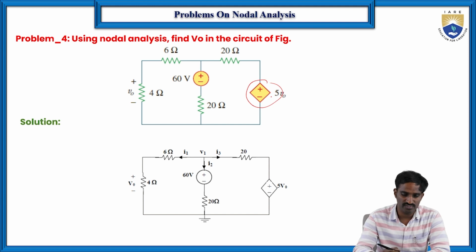Then, the same way, first we need to identify the number of nodes. Of course, here it is having this node. Let us consider the node as V1. Then let us indicate the current directions. Here it is I1 current direction, here it is I2 current direction, and here it is I3 current direction.